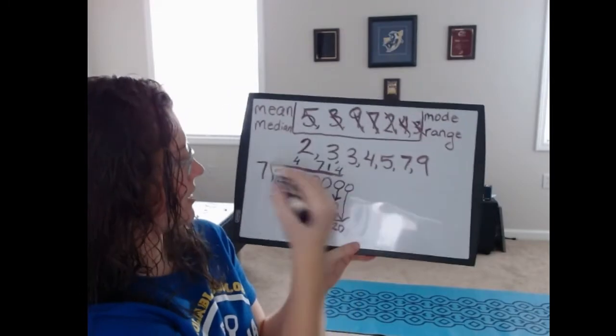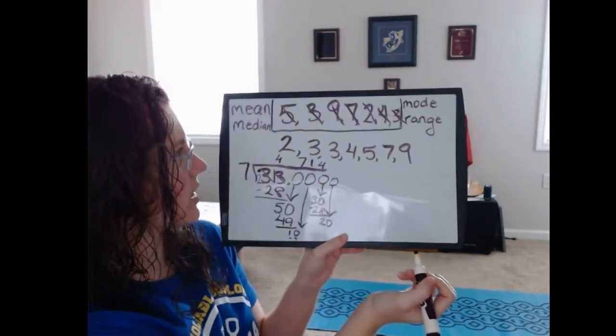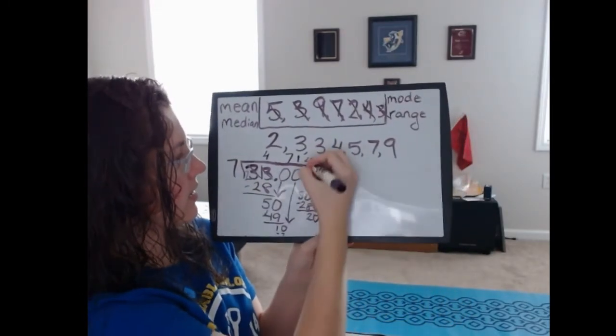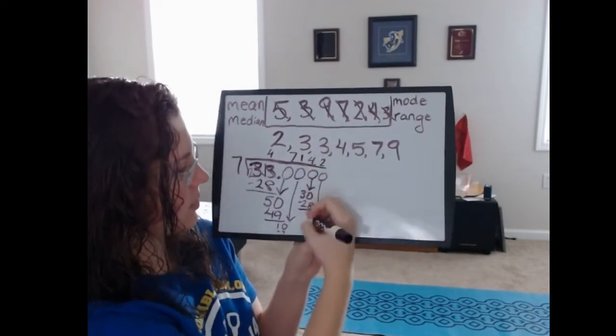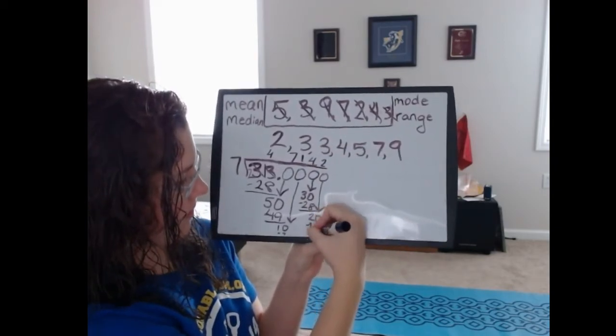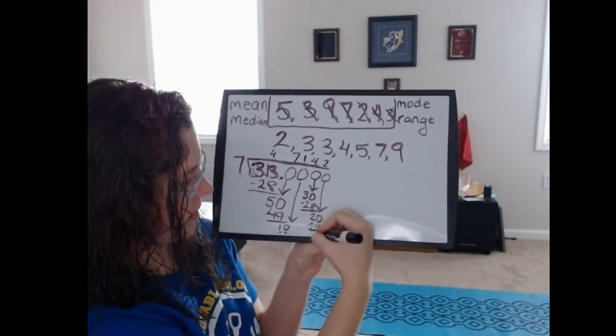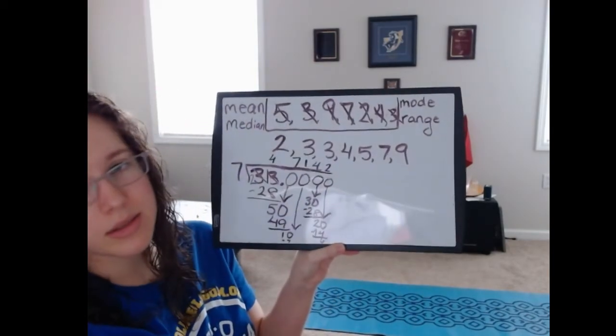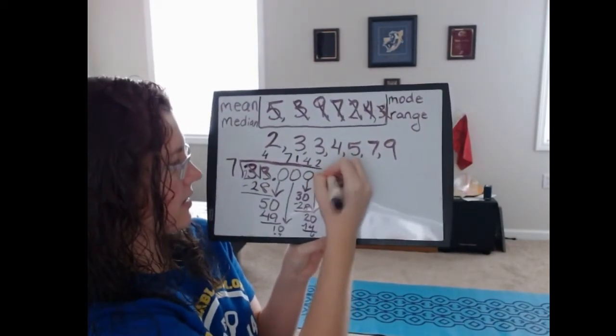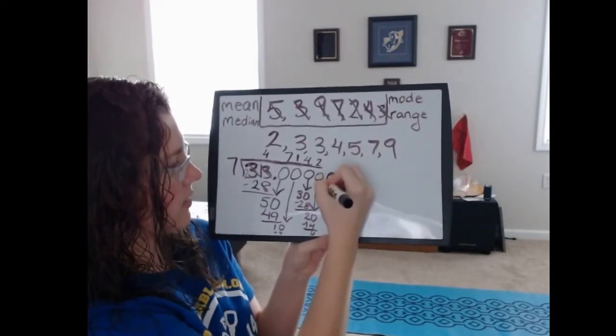Keep going. 7 can go into 20 2 times, because 7 times 2 is 14. 20 minus 14 is 6. This one's going on forever. I'm going to have to do that ugly thing I did earlier.